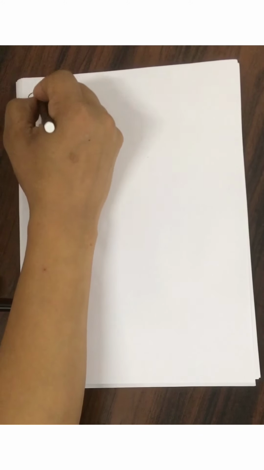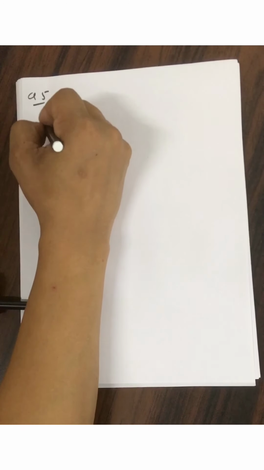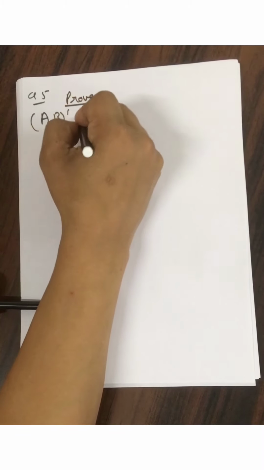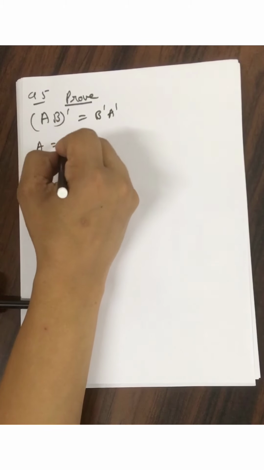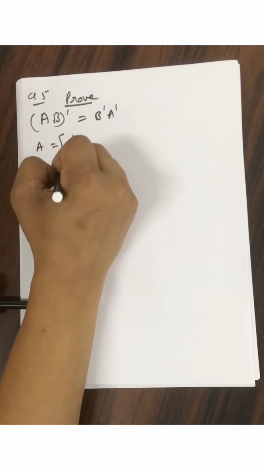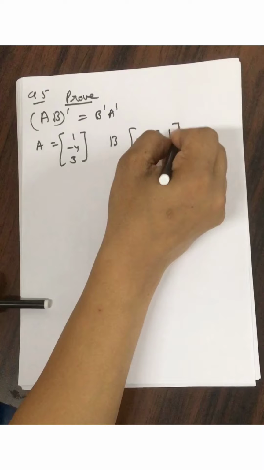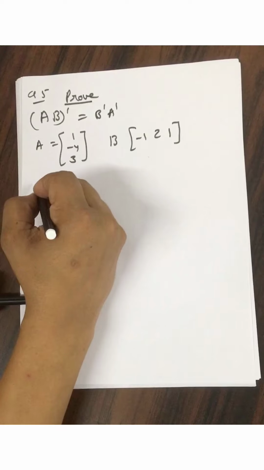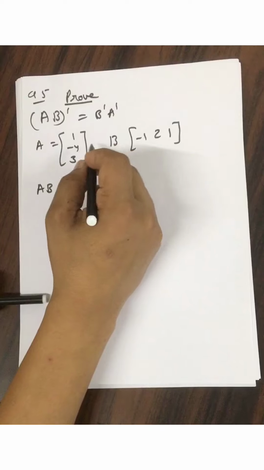Let's move on to the next question. I hope you are understanding well. This is quite simple exercise comparatively. You have to prove that AB transpose equals B dash A dash. Okay, transpose. Now A is given 1, minus 4 and 3. This is matrix A. And B is given minus 1, 2 and 1. We also have another part of this. So let's find first AB. We will multiply this. Yes? How much this will be?